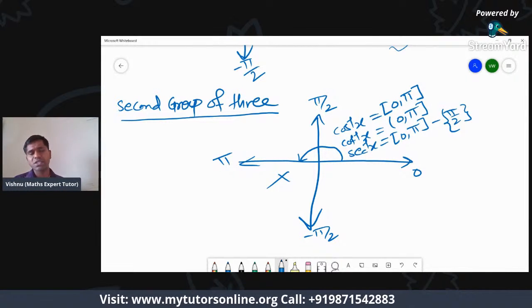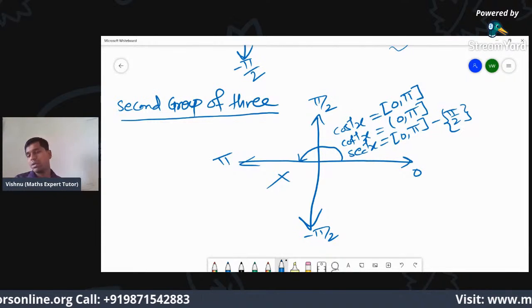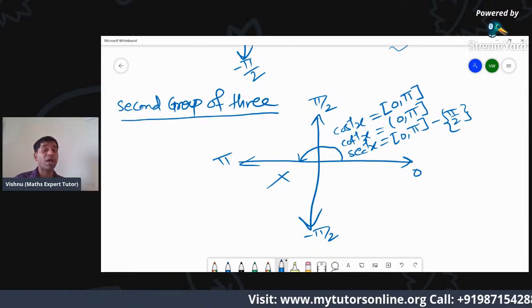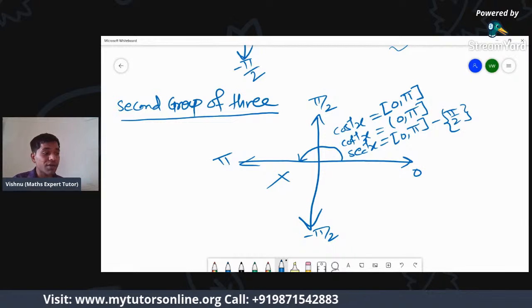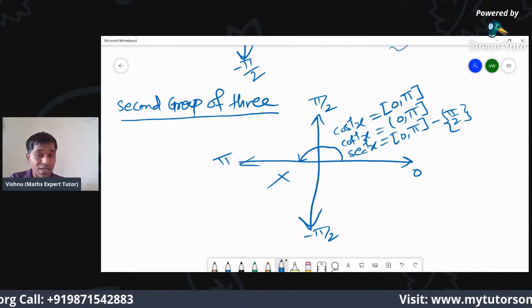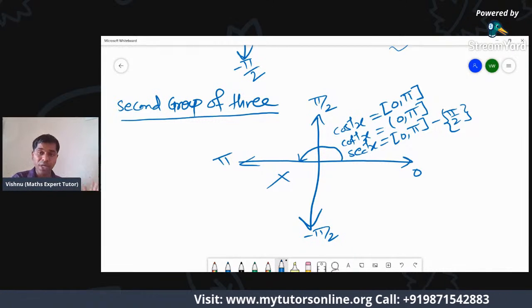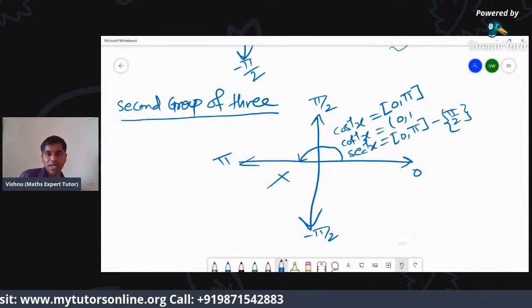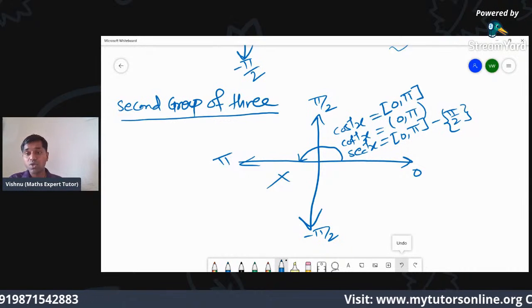Let's come to cot inverse x. Cot 0 is not defined. Cot 0 will become 1 by tan 0, which is not defined. Tan pi is 0 again. So cot pi will become 1 by tan pi, which will become 1 upon 0, which is again not defined. So cot is not defined on 0 and pi, but at all other points it is defined. So the range of cot inverse x becomes 0 to pi open interval. I have made one mistake while writing it. It should be open interval here as well, so pi is also not defined.